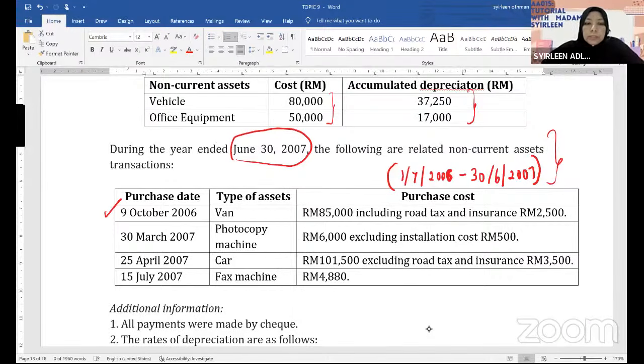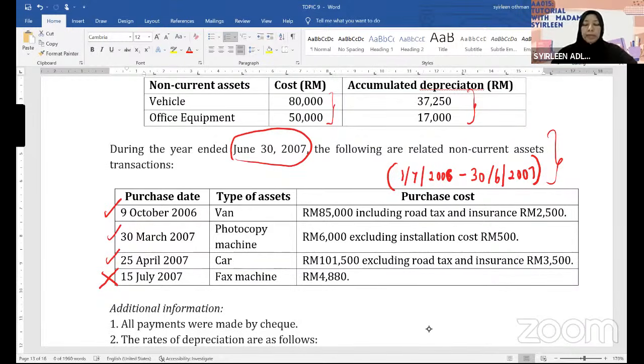30th March 2007, it's in your accounting period. Okay, catat. 25th April 2007, catat juga. The last one is 15th of July 2007. You tengok account you dia minta awak buat sehingga 30th of June 2007 saja. So yang ini saya tak catat langsung, abaikan, because it's not within your accounting period. Okay, that's why you need to read the question carefully. Okay, berapa yang kita nak catat?